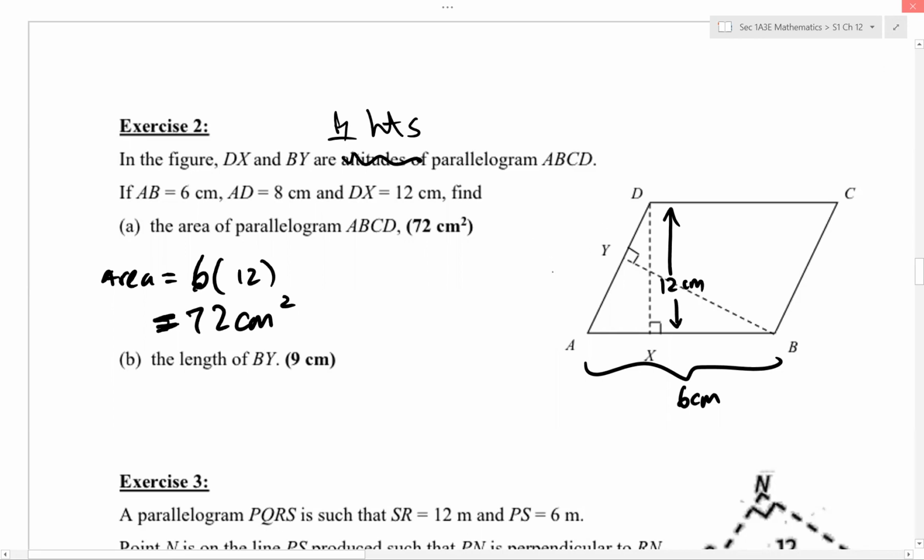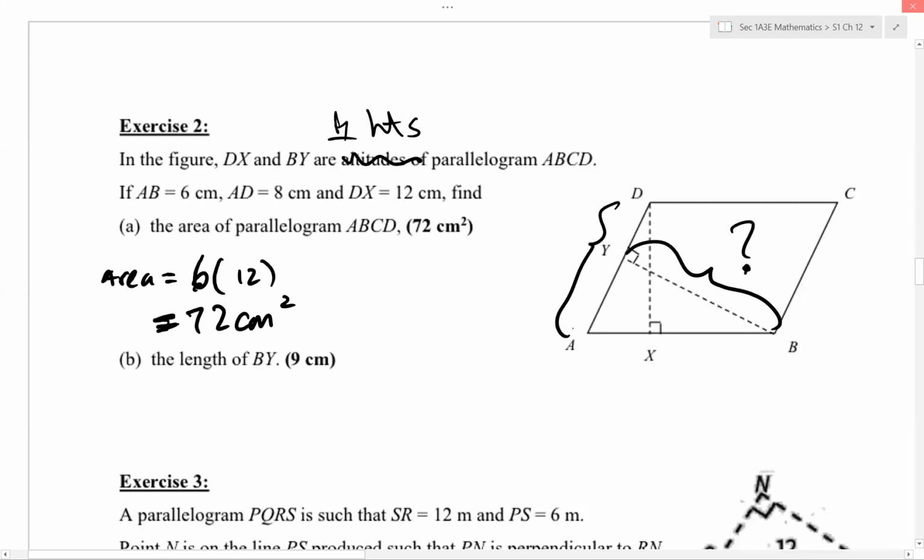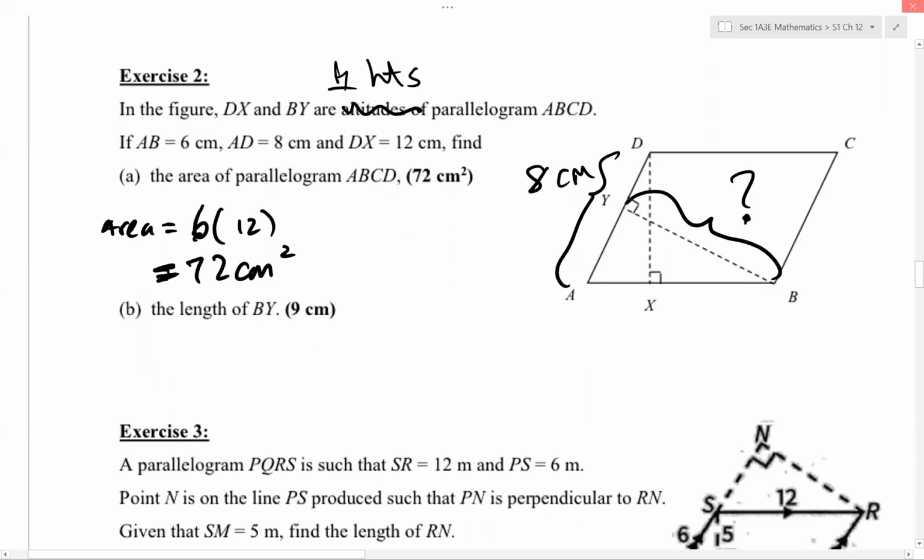I haven't used my 8 cm yet. And guess what? Part B asks you to find the length of BY. So all these are not useful already. I want to find this distance, knowing that this is 8 cm. Can you see this is the same type of question as the triangle question? You found the area. After that, you're asked to find the perpendicular height using the same area because the shape didn't change. It is still the same parallelogram. So the length of BY will be related to our base of 8 cm, related to the area.